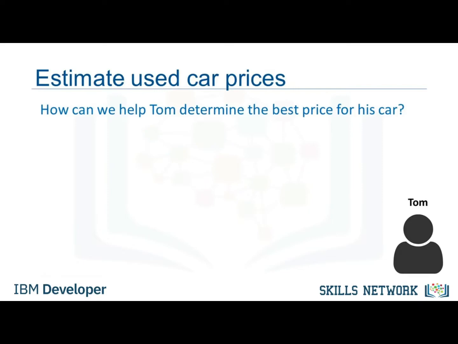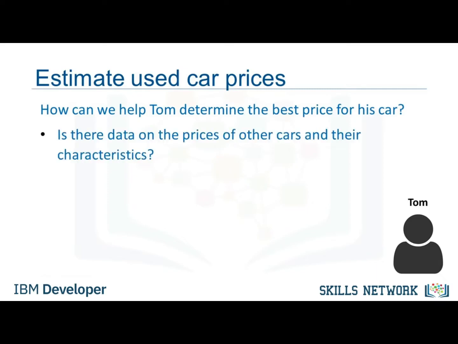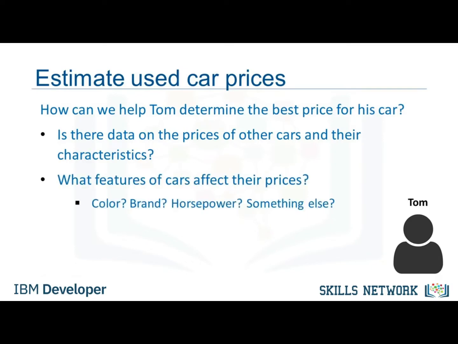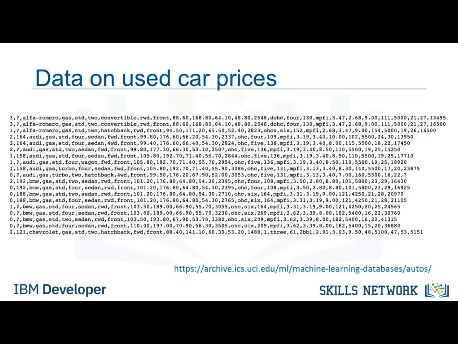Let's think like data scientists and clearly define some of his problems. For example, is there data on the prices of other cars and their characteristics? What features of cars affect their prices? Color? Brand? Does horsepower also affect the selling price, or perhaps something else? As a data analyst or data scientist, these are some of the questions we can start thinking about. To answer these questions, we're going to need some data. In the next videos, we'll be going into how to understand the data, how to import it into Python, and how to begin looking into some basic insights from the data.